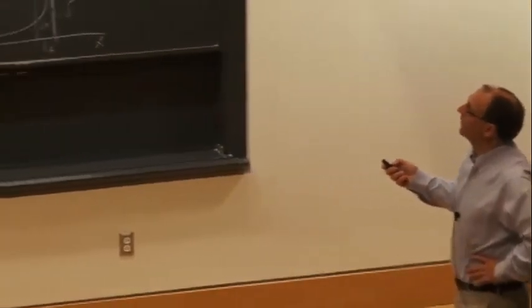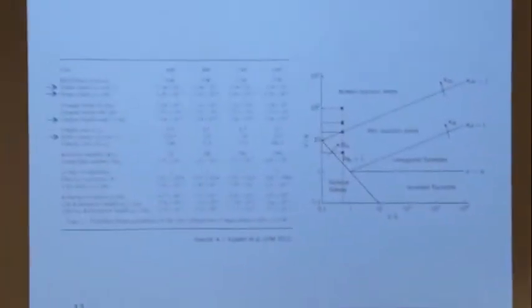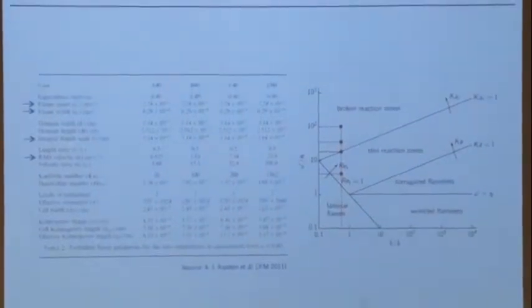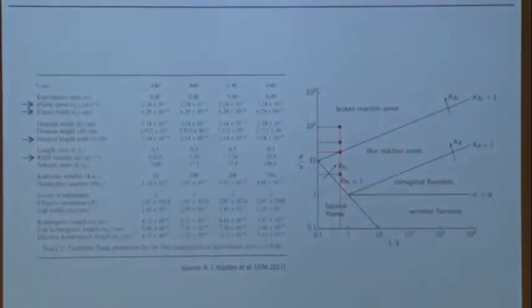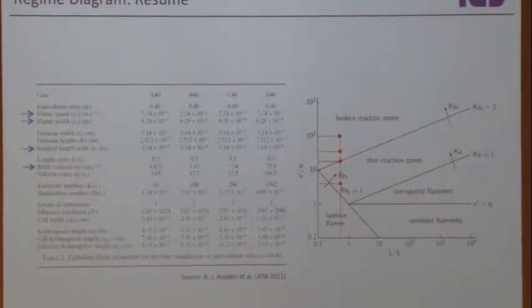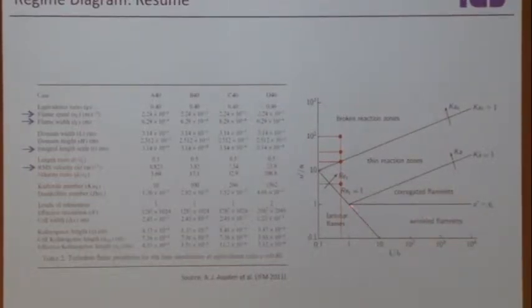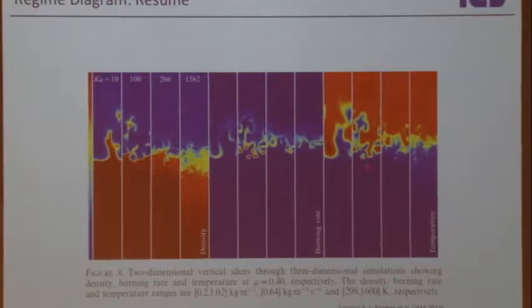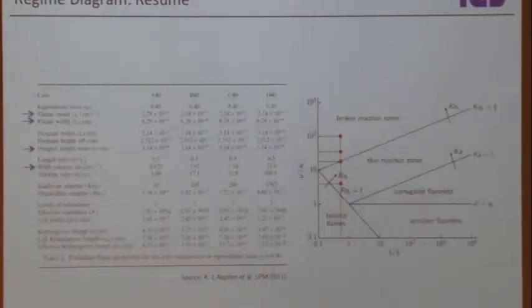So that's then the corrugated filament regime. This here just shows the DNS by Asplin, which was done at different values of u prime over S_L. This shows where these are. This and this one are the ones, I guess. No, we looked at an even lower one earlier. But these are these four cases.